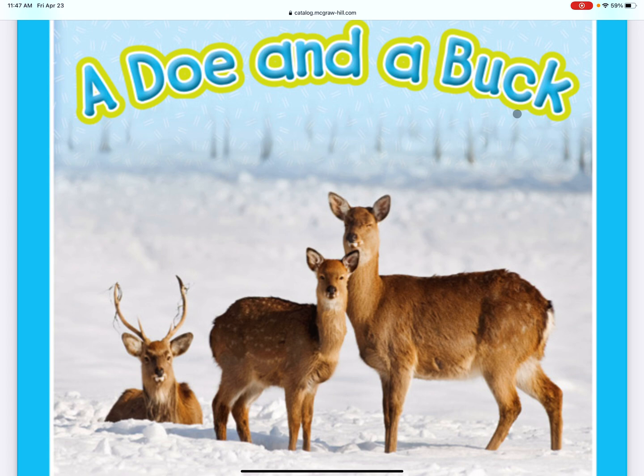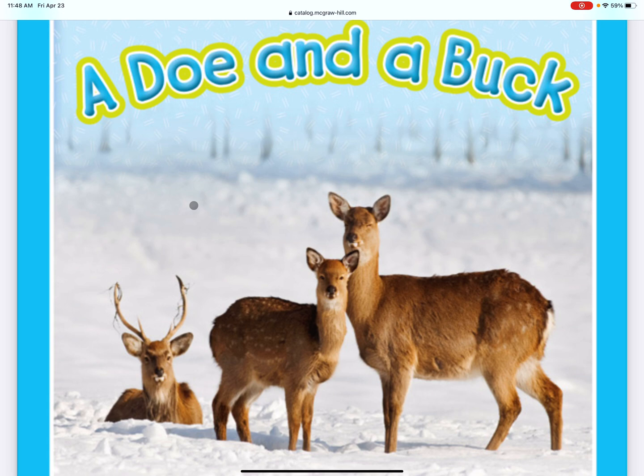The reason we're reading this book is because doe is one of our long O words. Last week we were studying the long I, so this week we are going to be studying the long O. Since O is one of our vowels, and every vowel has two sounds, the short and the long, what does the short sound for O sound like? It sounds like the O in octopus. But for the long sound, D-O, doe, the long sound just sounds like O.